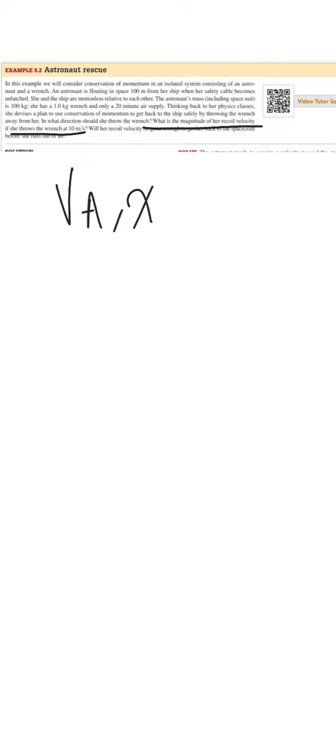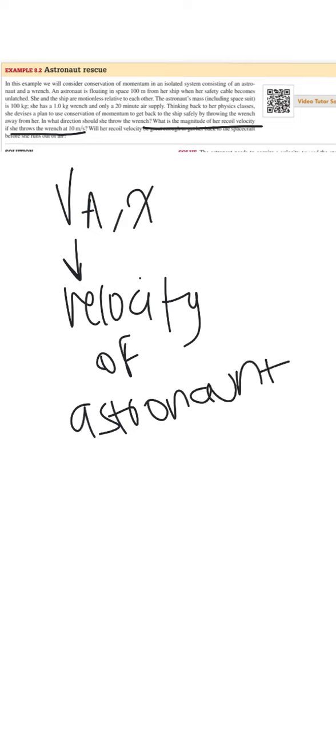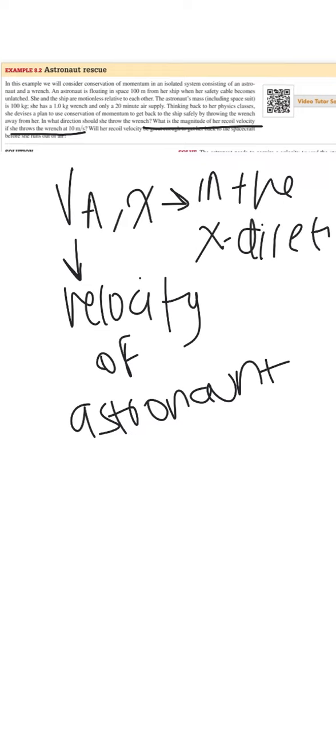So VAX stands for the velocity of the astronaut, and this X stands for in the X direction. So what we need to find first is the velocity of the astronaut in the X direction. So let's go solve that.